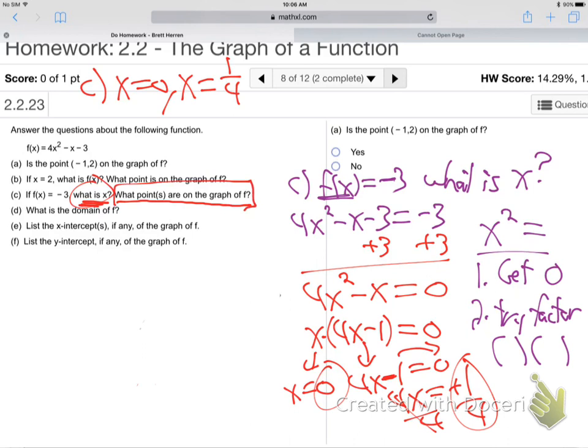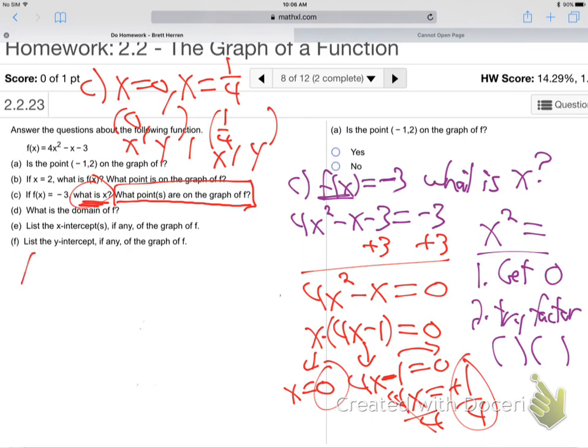Meaning they want you to plug in x and get the y. In other words, they want 0, comma what? 1/4, comma what? They want the y values. They want the actual x, y points. Does that make sense? So we got to find the y value. This is the x. They want the y value with it. How do we get that? Plug it into the equation, right?